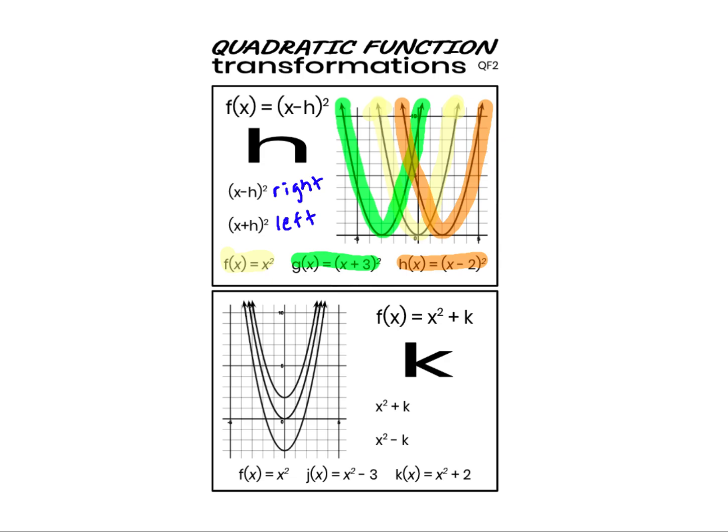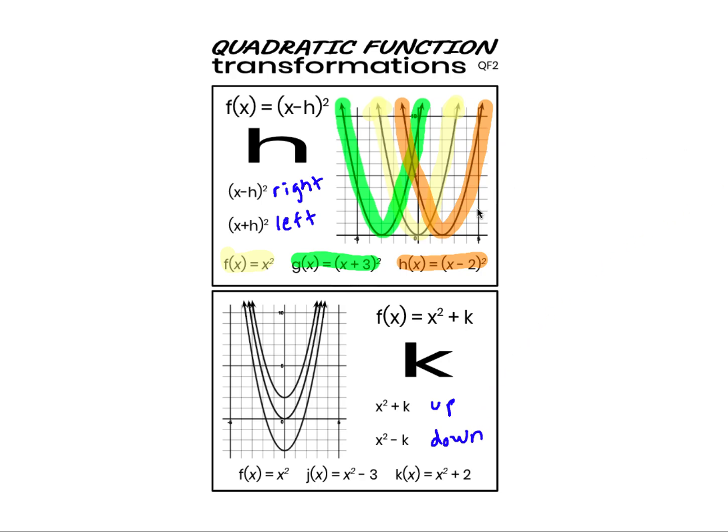For the effective k, this is going to be up, down, and exactly in the way you would predict it. So when we have x squared plus k, that's going to shift the graph up. When we're subtracting a value, we are shifting the graph down.